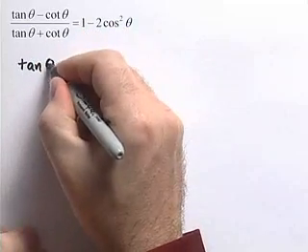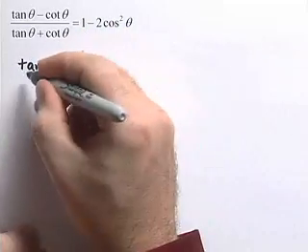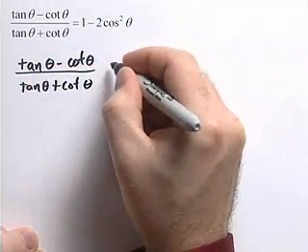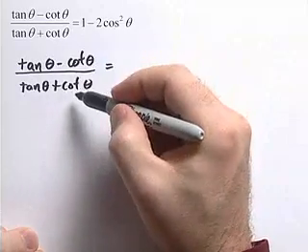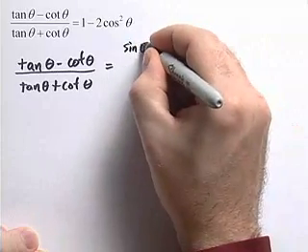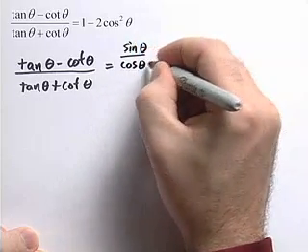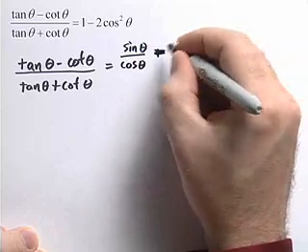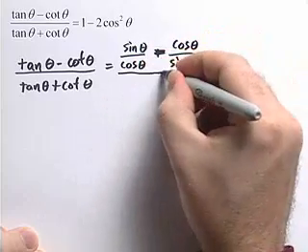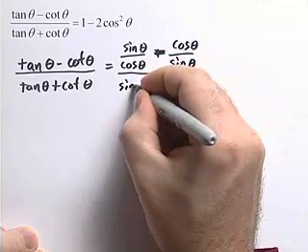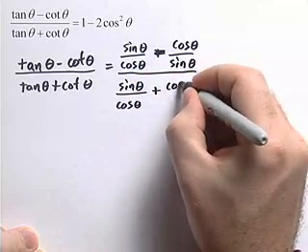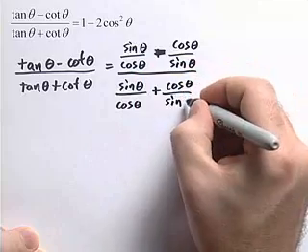We'll write the tangent of theta minus cotangent theta divided by tangent theta plus cotangent theta. We're going to rewrite each of these tangents and cotangents in terms of sines and cosines. So we're going to have sine of theta over cosine theta, minus cosine theta over sine theta, all divided by sine theta over cosine theta, plus cosine theta over sine theta.